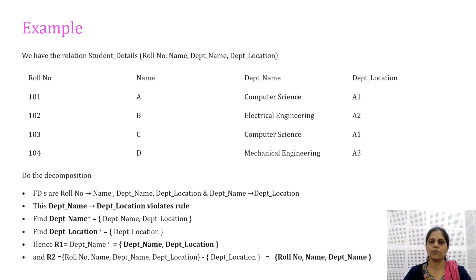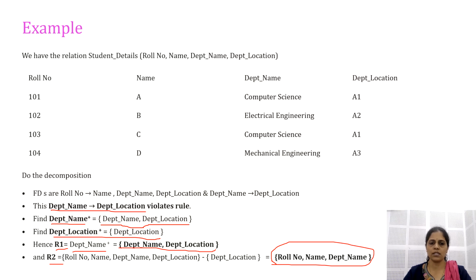While doing the decomposition, we first have to identify the functional dependency which violates the rule. So clearly we have seen that department name to department location violates my rule. So I have to identify the closure of those two attributes, department name closure and department location closure. Department name closure is department name and department location, and department location closure is department location only. So yes, R1 becomes my department name plus closure. This is my first decomposition, and R2 is my second decomposition, which is nothing but this one.